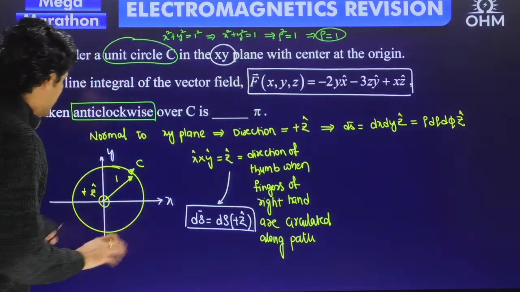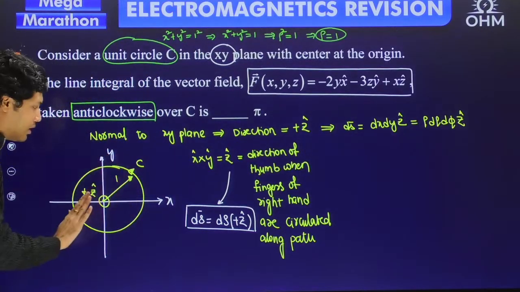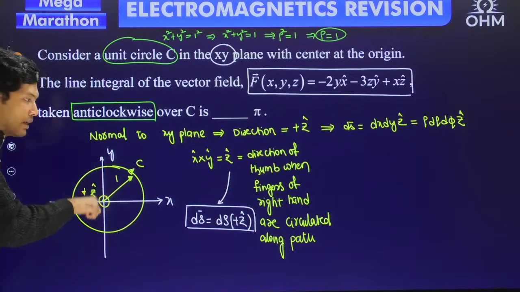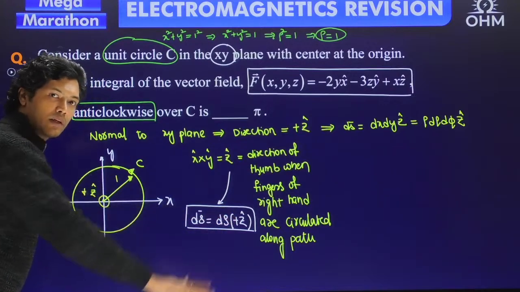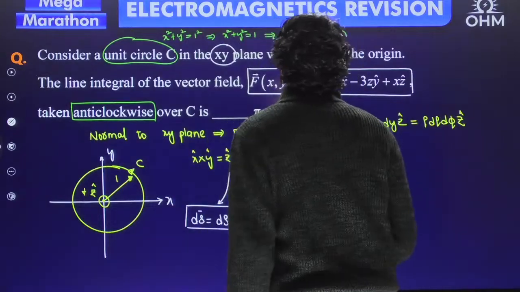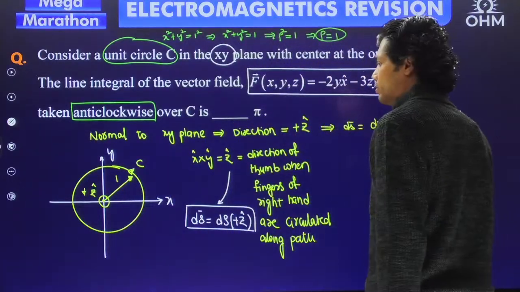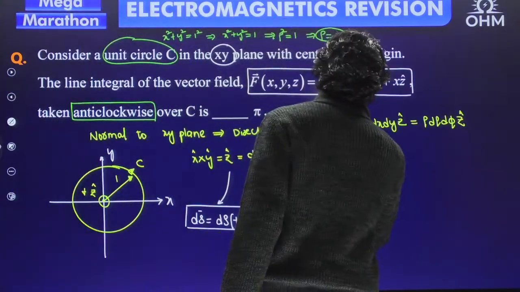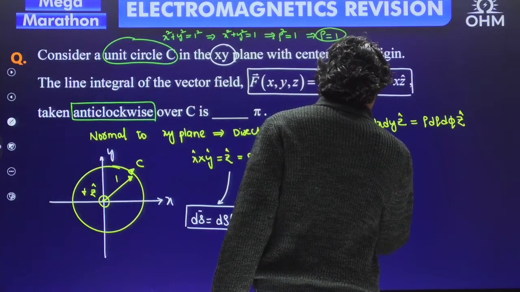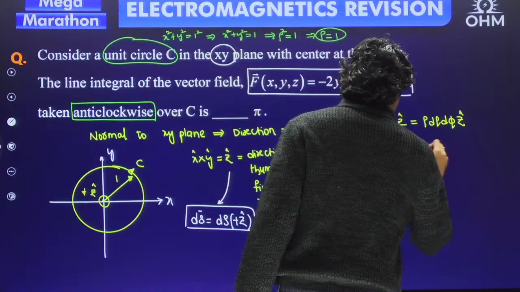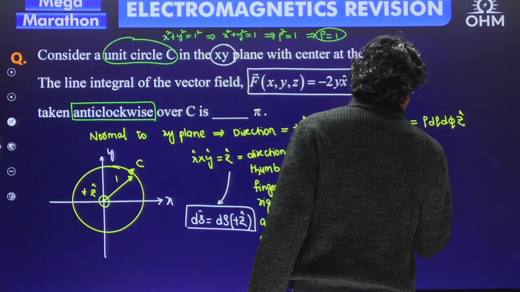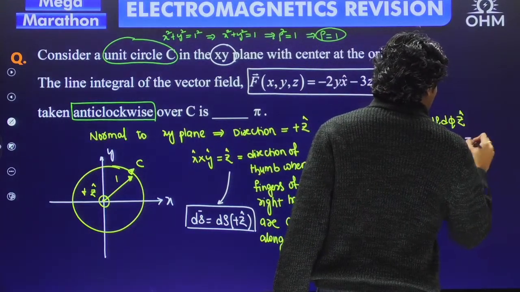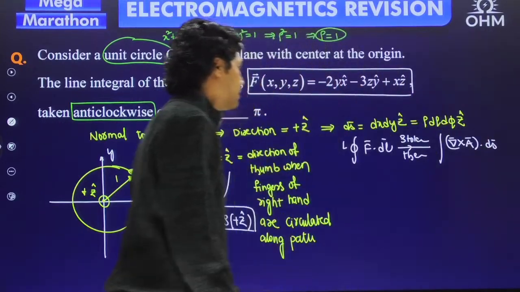Had it been a clockwise circulation, and you curl the fingers in the direction of the path, the thumb indicates into the board, which means minus z cap, so I would take minus z cap instead of plus z cap. Now I've got the vector field. Ultimately in this problem what I'm supposed to solve is the integration of f bar dot dl bar along a closed path, and we use Stokes theorem here. According to Stokes theorem, this becomes equal to the integration of curl of a bar dot ds bar.